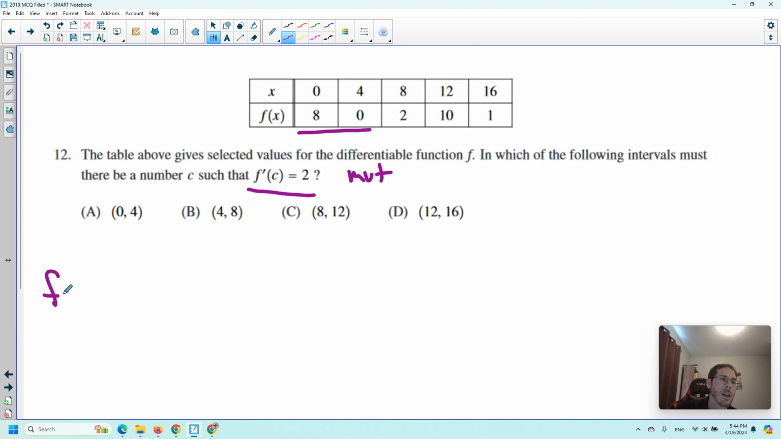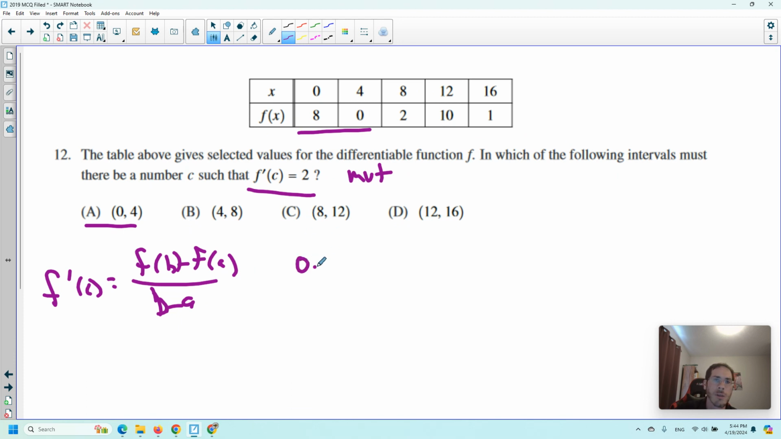So we're going to be using f prime of c is equal to f of b minus f of a over b minus a. Now again, you can probably logic it out and just kind of look at them, but we're going to go through them all to check. So we're going to check A first. So A is from 0 to 4. That would be 0 minus 8 over 4 minus 0. This is negative 8 over 4. That's negative 2. That's out.